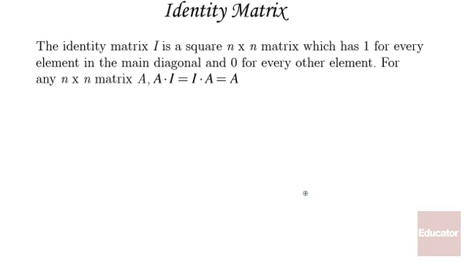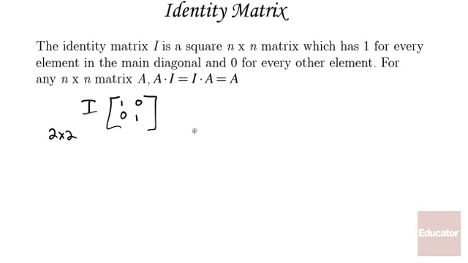The identity matrix is a square, n by n matrix which has 1 for every element in the main diagonal and 0 for every other element. So an identity matrix is a square matrix, and let's look at an example. For example, a 2 by 2 matrix that's an identity matrix has 1 for every element in the main diagonal, so that's 1 and 1, and 0 for every other element.